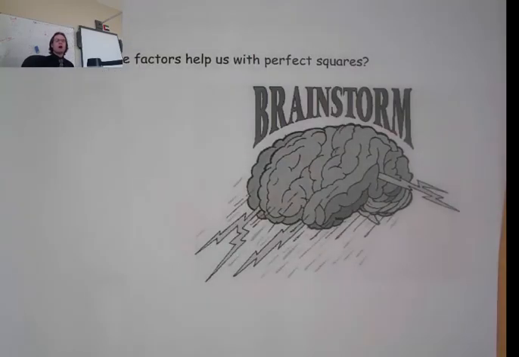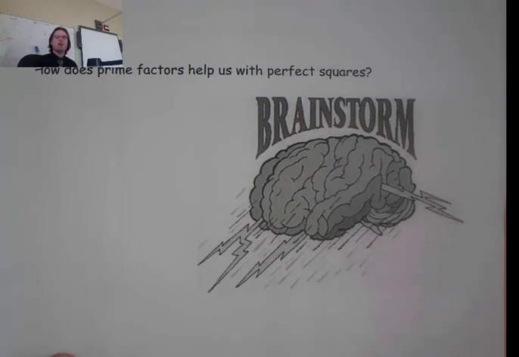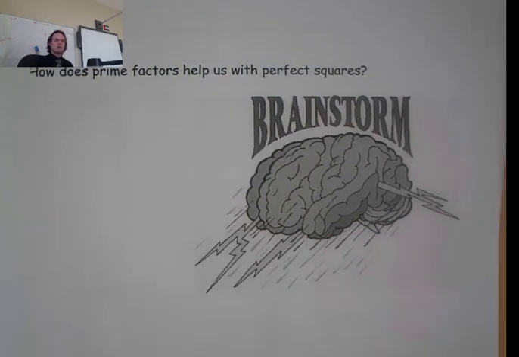So now I want you to think about, how do prime factors help us with perfect squares? Well, if a number is a perfect square, that means it's multiplied by 2 of the same things. So if it has 2 of the same factors, it is a square number. Okay? So that's how we find perfect squares. It must have 2 of the same factors. So then, that helps us find perfect squares.